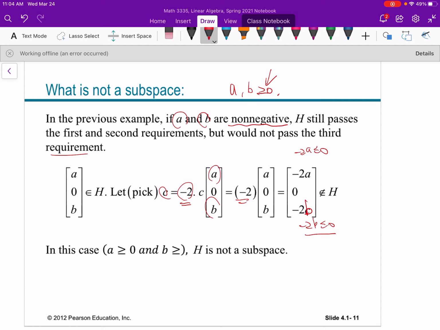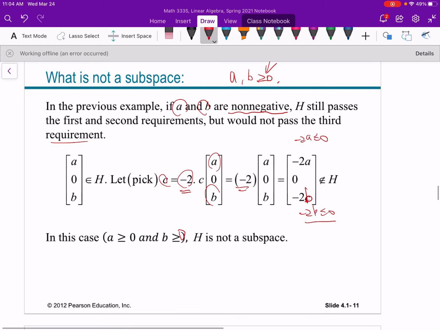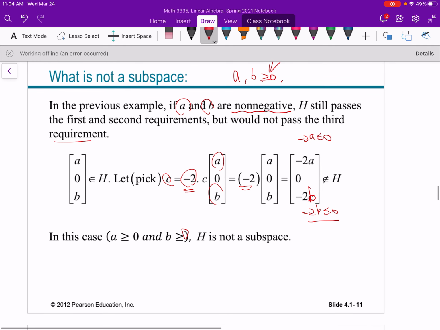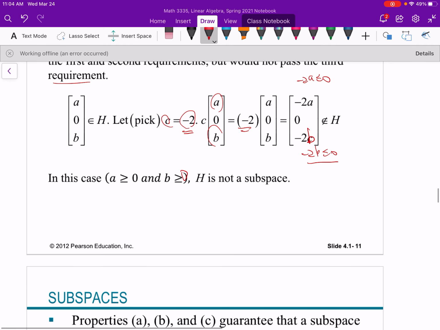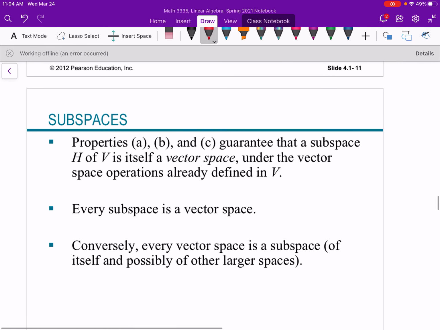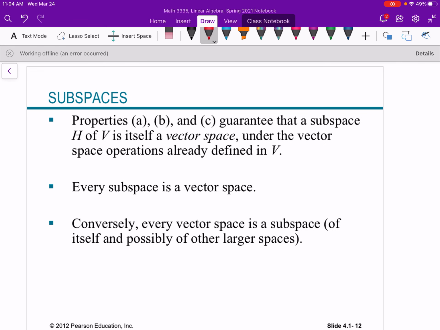That does not belong to H anymore, because H only consists of elements greater than or equal to 0. So H is not a subspace. You have to pass all three requirements in order to be a subspace. So now let's look at properties A, B, and C.